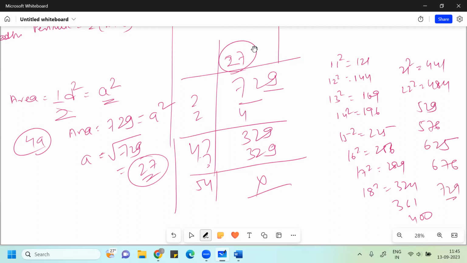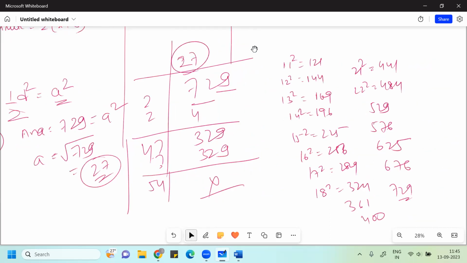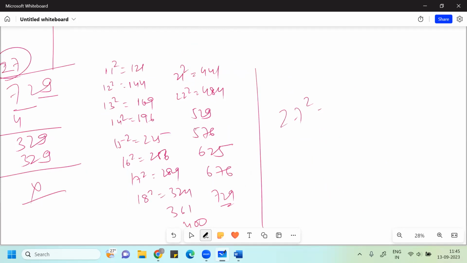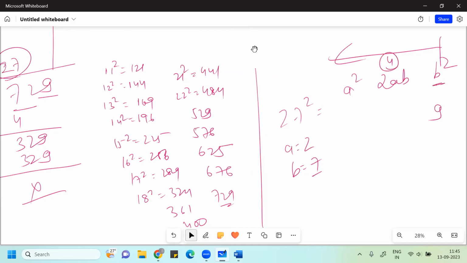27 square, 729. If you don't know, you can remember the formula A square, 2AB, B square. Your A is 2, your B is 7. Start from here. What is B? B is 7. 7 square, 49. Write 9, 4 carry. What is 2 into 2 into 7? That is 28. 28 plus 4 carry, 32. 3 carry. 2 square 4. 4 plus 3, 7. 729. I told you thousands of ways.